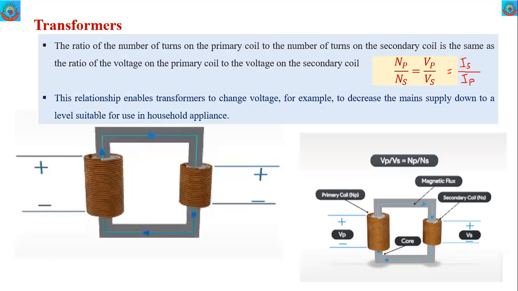So this relation enables the transformer to change voltage, for example, to decrease the main supply down to a level suitable for use in household applications.